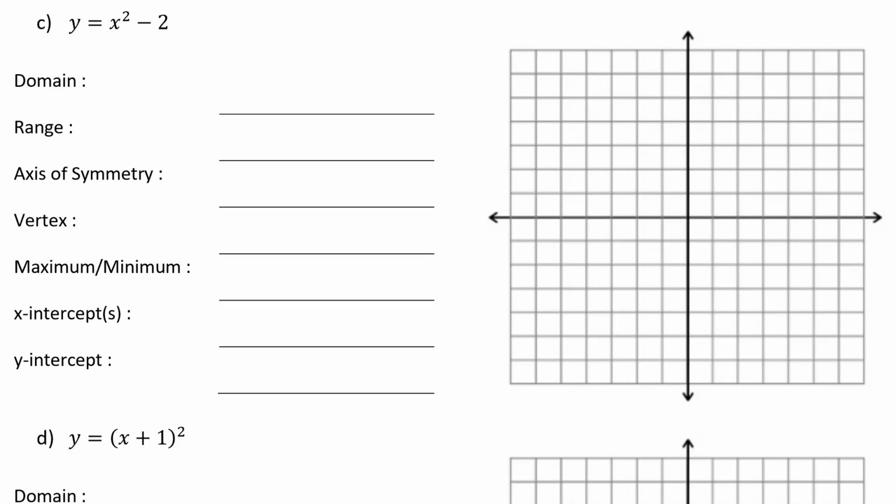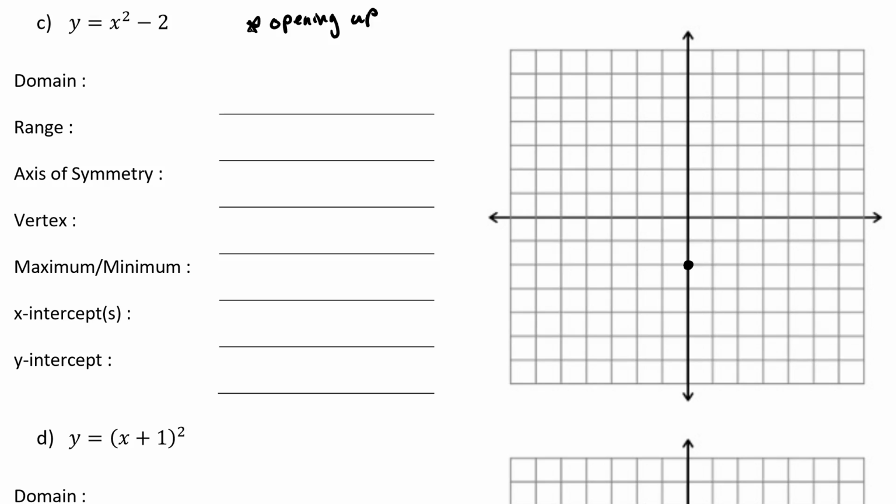Right, for C, we have y equals x squared minus 2. We're noticing that the coefficient here is positive, so we're going to be opening up. So the domain, well, first actually let's graph this thing. It's just the regular parent graph, not stretched or compressed, and it is shifted down 2. So instead of my vertex being at 0, 0, I'm at 0, negative 2.